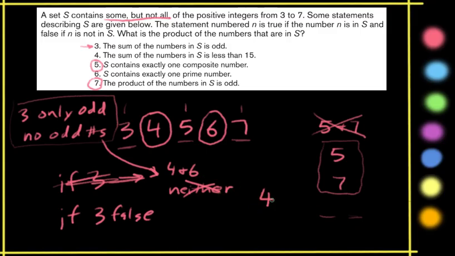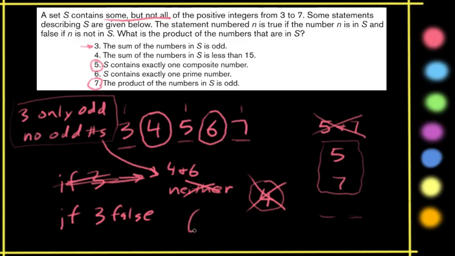Let's say 4 is our only one in the set. The sum of the numbers in S is odd. That's false. The sum of the numbers in S is less than 15. That's true. Okay, 4 is true. That's good. S contains exactly one composite number. That's also true. S contains exactly one prime number. That's false. Oh wait, 5 was true, so that doesn't work. Okay, so we can't have 4 be the only number.